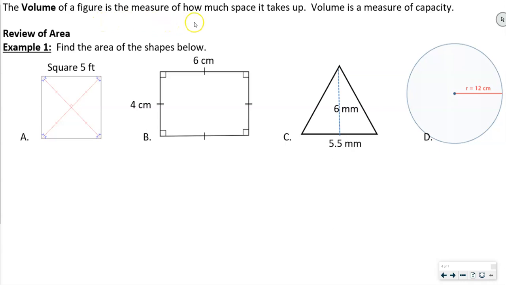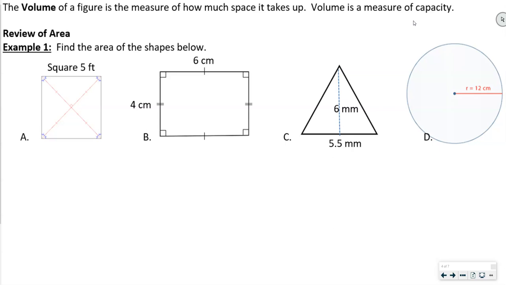Volume of a figure measures how much space it takes up. Volume is a measure of capacity. Like when we talk about how much milk is in a milk container, that kind of stuff, okay? So before we do that, though, we want to talk about the area. So let's do a quick review of area.